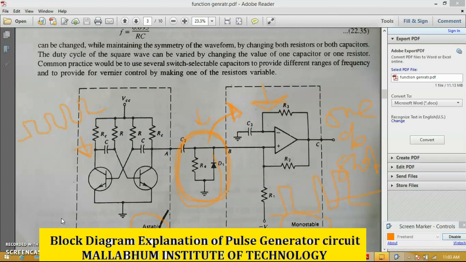And in the circuit arrangement, you can see that C2R4 is called the differentiator circuit. The differentiator circuit is used to provide a very short duration spike like that. That means we are getting a square wave. In the next section you can see the purpose.